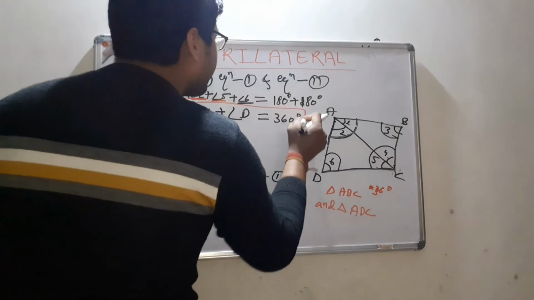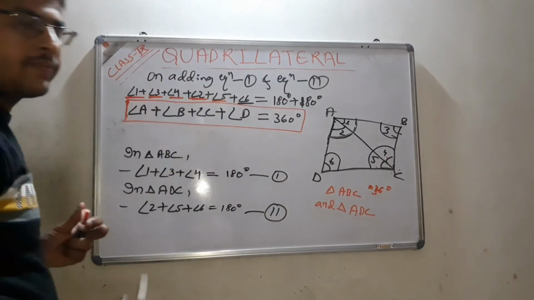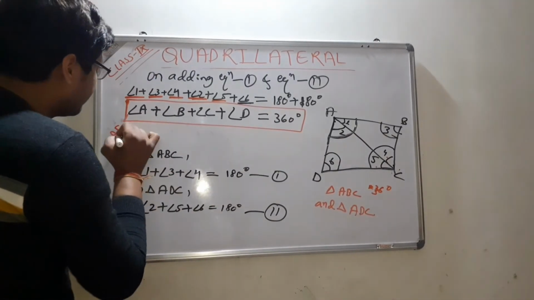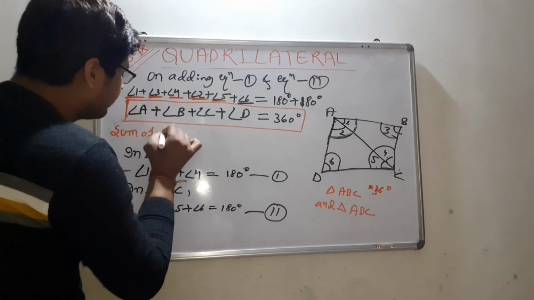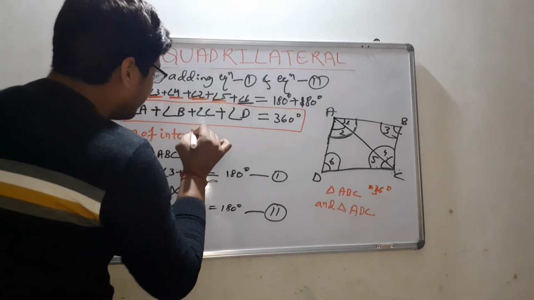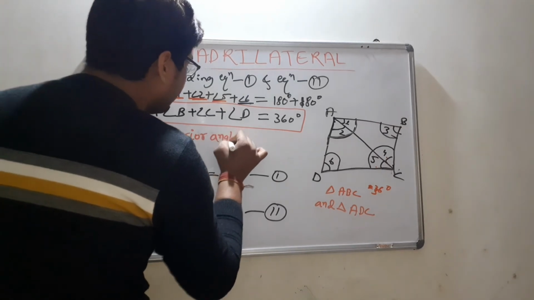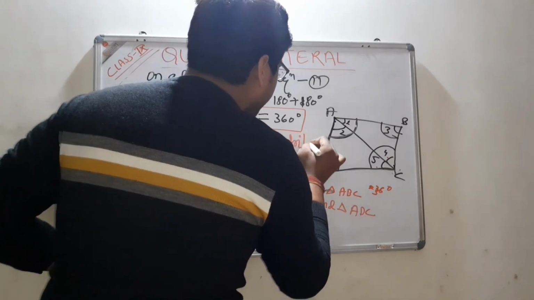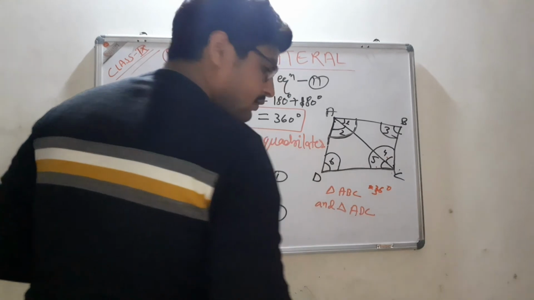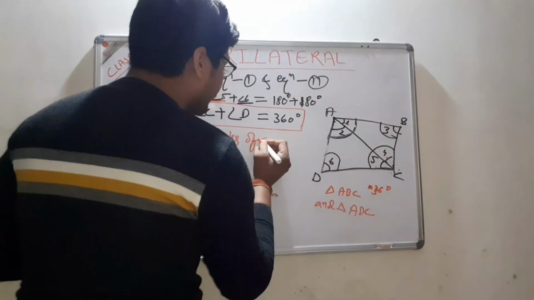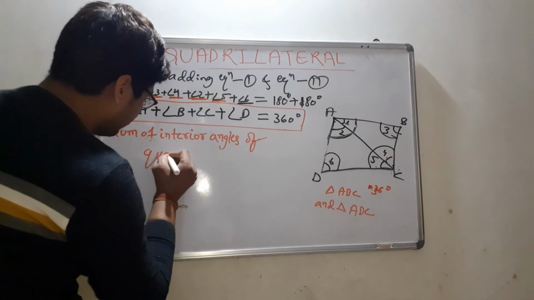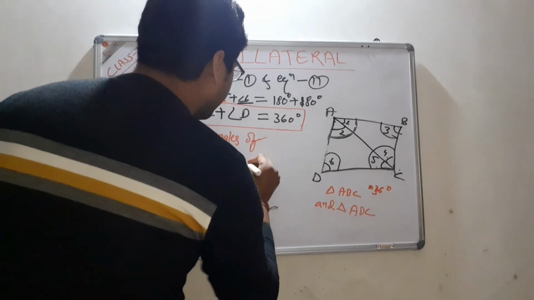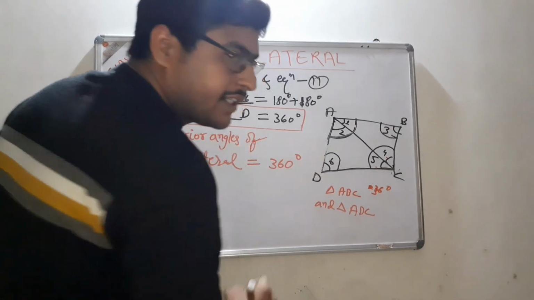Now this is the equation we wanted to prove. So here we see that the sum of interior angles of a quadrilateral is equal to 360 degrees, hence proved.